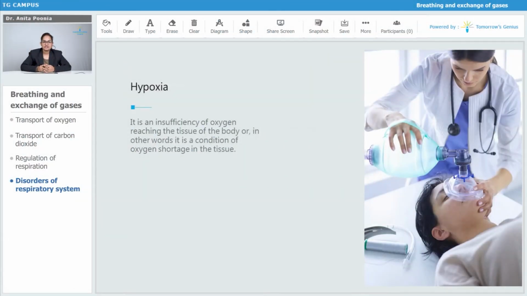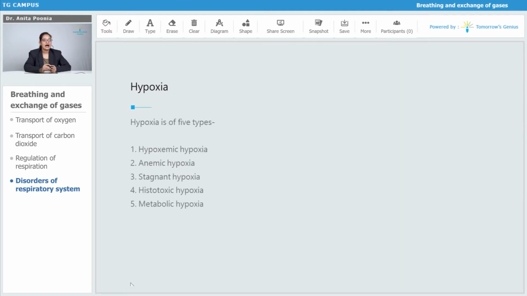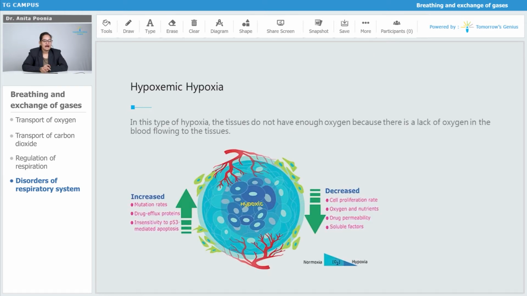Now talking about another disorder, that's hypoxia. It is an insufficiency of oxygen reaching the tissues of the body, or in other words, a condition of oxygen shortage in the tissue. Hypoxia is of 5 types, namely hypoxemic hypoxia, anemic hypoxia, stagnant hypoxia, histotoxic hypoxia, and metabolic hypoxia.